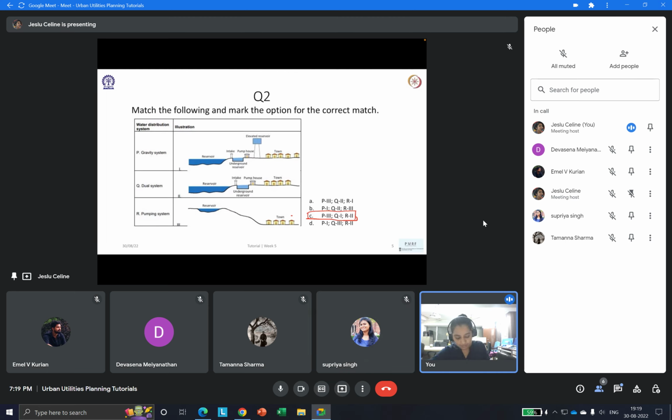So basically, in the gravity system, it is only gravity which is happening. No mechanical device or pump is involved. When it comes to the pumping system, only a pump is involved, and you're not using gravity at all. You're fully pumping the whole thing. And in the dual system, you have a pump plus gravity, and you can see over here a pump house plus an elevated reservoir. So using both, water is being given to the nearby town. That is the correct answer.